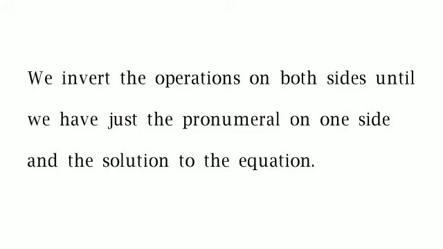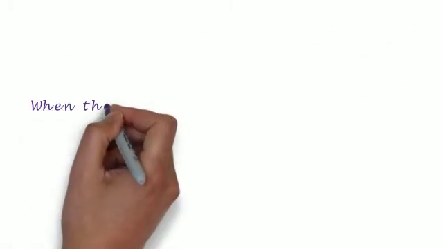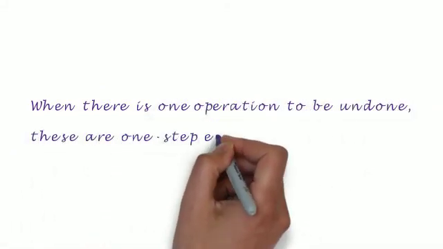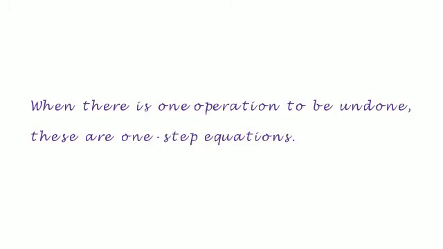We might have one-step equations, or we might have more steps. Let's have a bit of a look. When there is just one operation to be undone, these are known as one-step equations. A couple of examples of this would be the following.